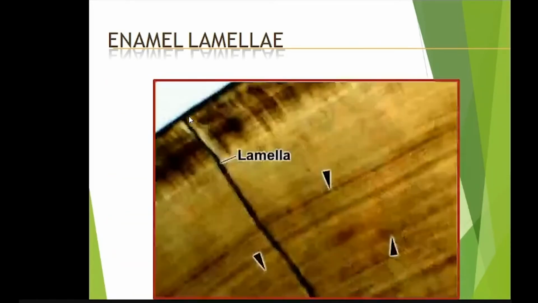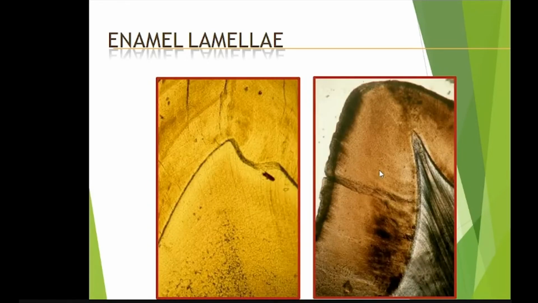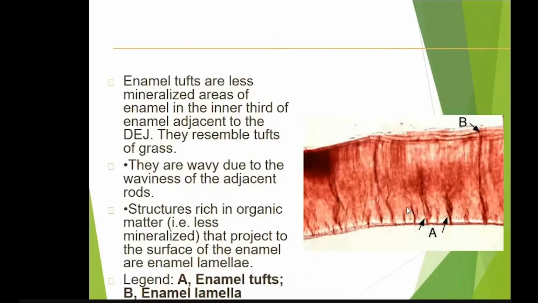هذه شنو الخطوط اللي نشوفها؟ هذه Stryophrasias. أيضا enamel lamellae. Enamel tuft. This mineralized area of the enamel in the inner third of the enamel adjacent to the dentino-enamel junction, they resemble tuft of grass. هذه الانامل tuft. عندنا هذا اللي يقطع كل الانامل. نشوف هذا مقطع عرضي طبعا كل الانامل. هذا enamel lamellae. enamel tuft. نميز الانامل lamellae عن الانامل tuft.